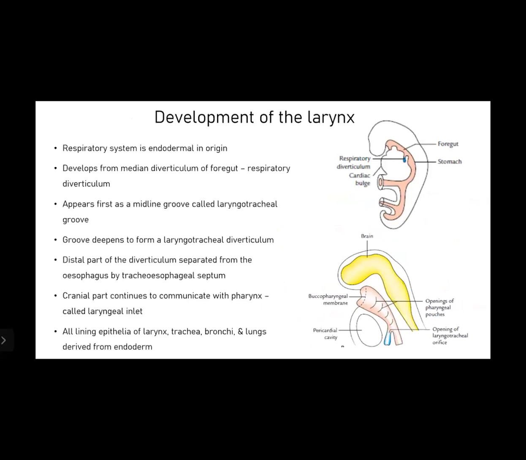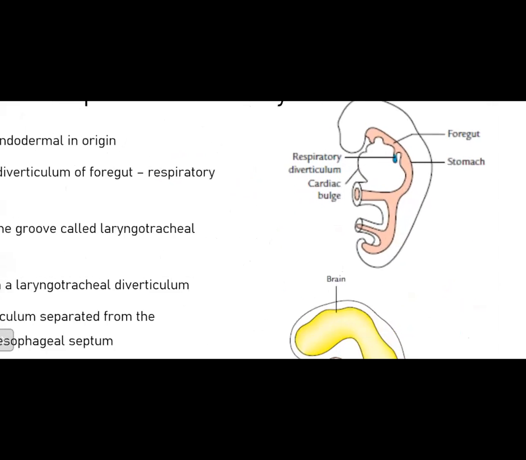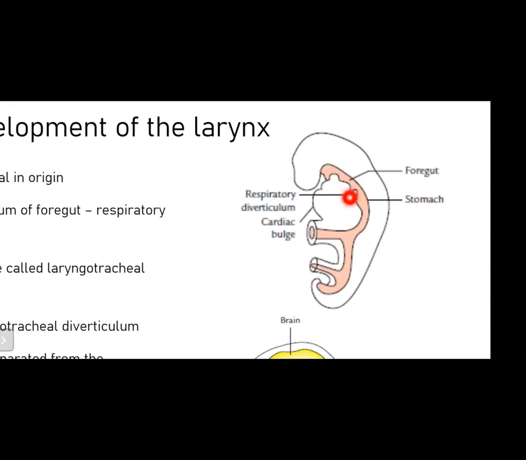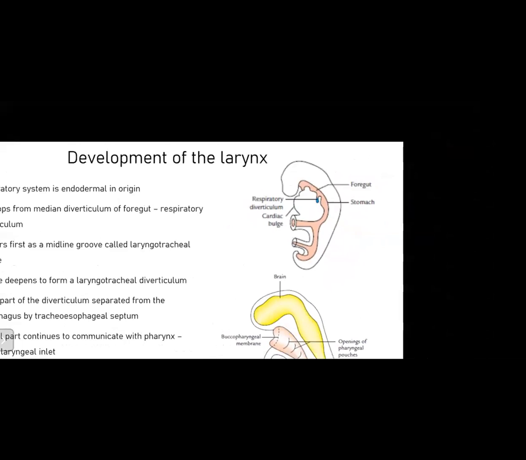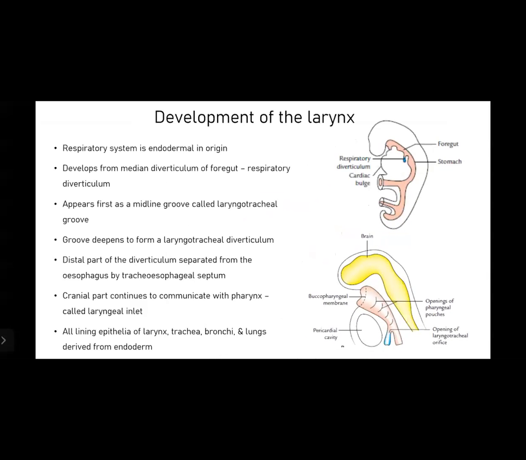So now we go on to the development of the larynx, and we're almost reaching the end. The larynx is in the respiratory system and is endodermal in origin, and it develops from a median diverticulum of the foregut. If you look at this picture, can you see that this is an outgrowth from the foregut? This endodermal outgrowth is referred to as the respiratory diverticulum, and it appears in the midline as a groove, and this groove is called the laryngotracheal groove.